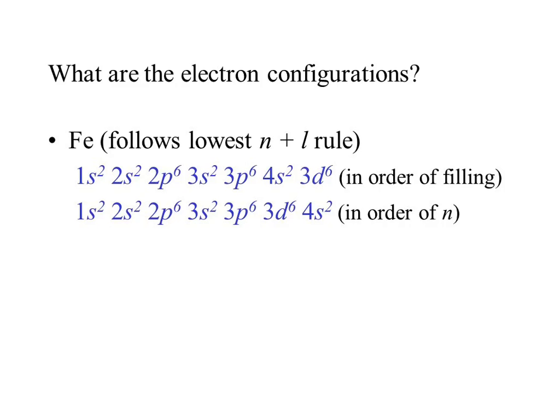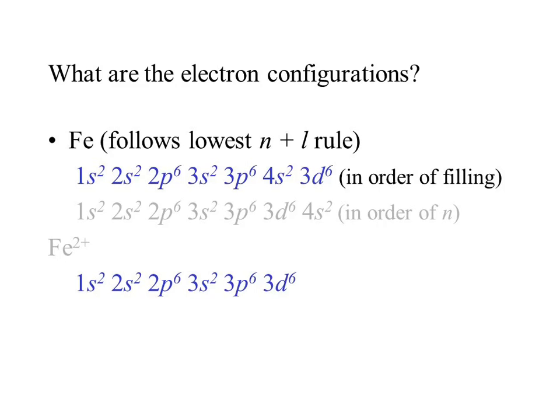All right, so when iron forms that plus 2, okay, guess which one goes? This one, right here, these 2 electrons. Okay, it loses 2 electrons. So for the plus 2 version, the iron cation, its electron configuration is without that 4s2. So it goes 1s2, 2s2, 2p6, 3s2, 3p6, 3d6.